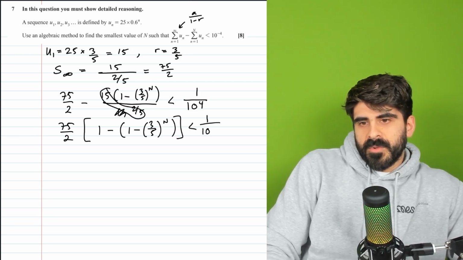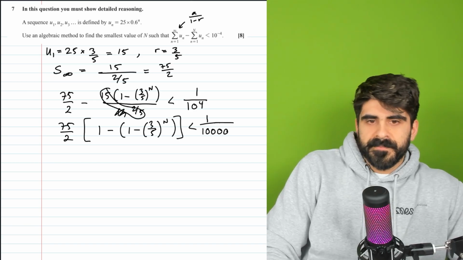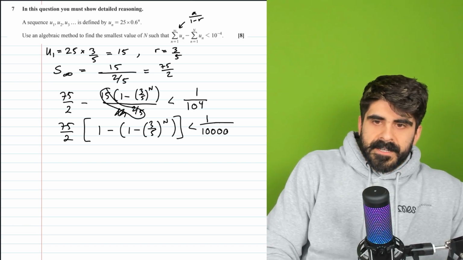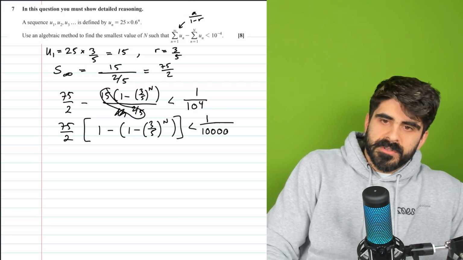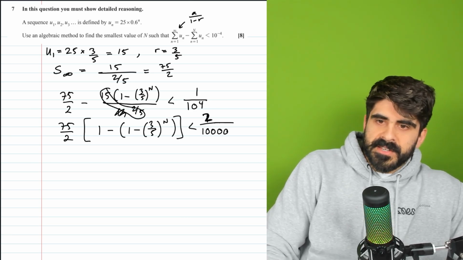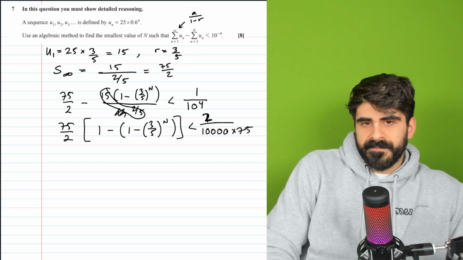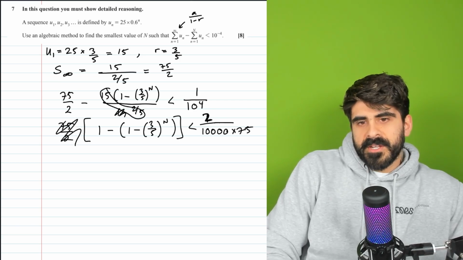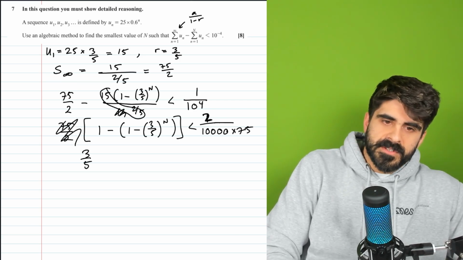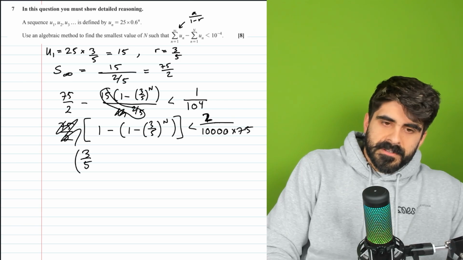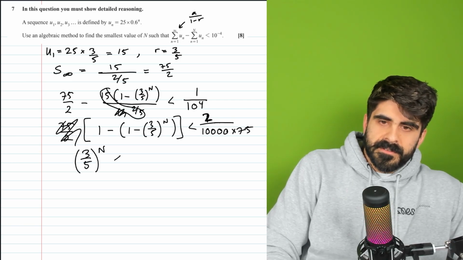10 to the power of 4 is 1, 2, 3, 4. And I guess I could times by 2, and the 75 comes in the denominator. Then we're left with 1 minus 1, which cancels. So we have 3/5 to the power of n.